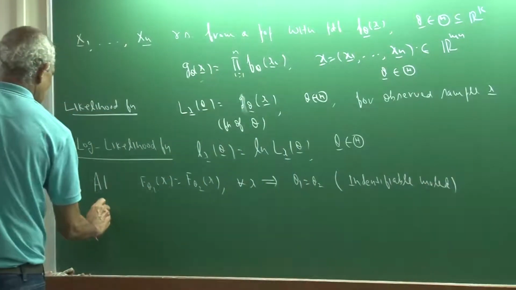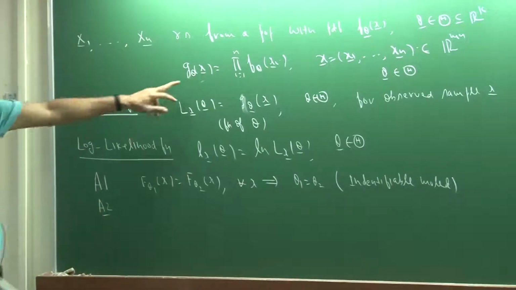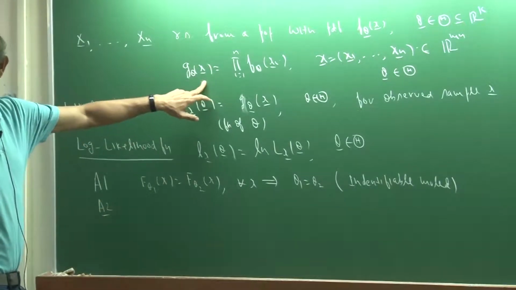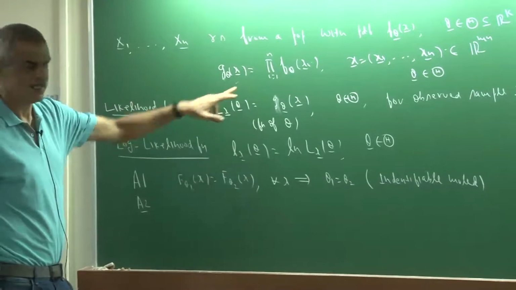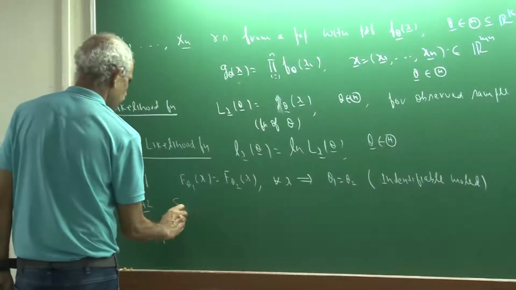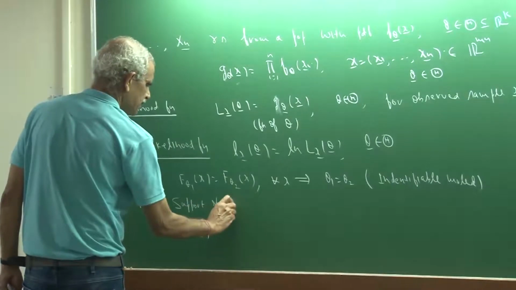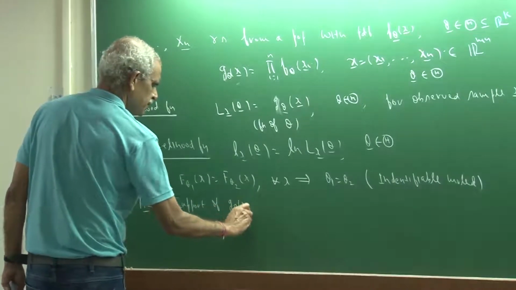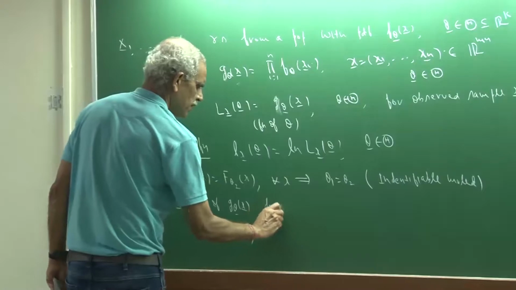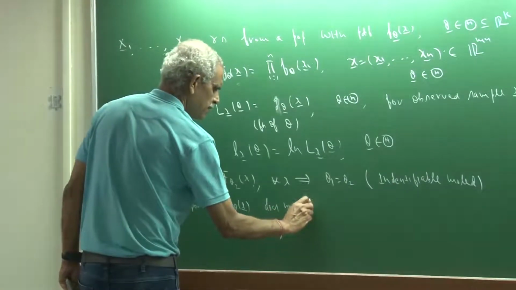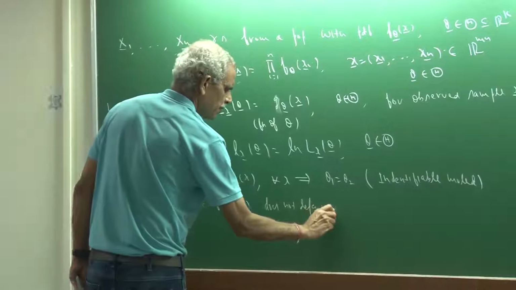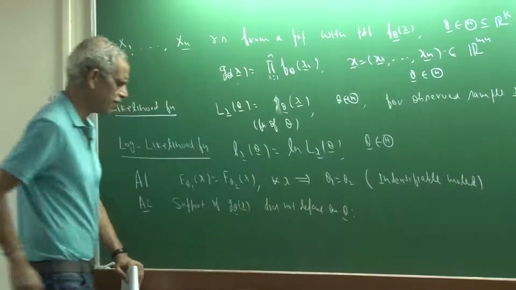Second assumption, we assumed that the support of g theta x does not depend on theta. It is same for all thetas. So the support of g theta x does not depend on theta. Now you know what is the definition of a support.